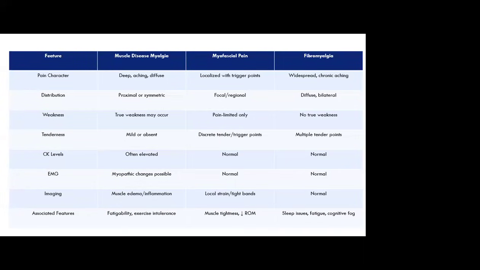Imaging-wise, MRI may show some muscle edema or inflammation in muscle disease, whereas in myofascial pain there might be some local strain or tight bands, and in fibromyalgia it will be normal. The associated features will be fatigability and exercise intolerance in muscle diseases, whereas it will be muscle tightness and decreased range of movements in myofascial pain. In fibromyalgia, it will be sleep issues, fatigue, and the patient will have cognitive fog.